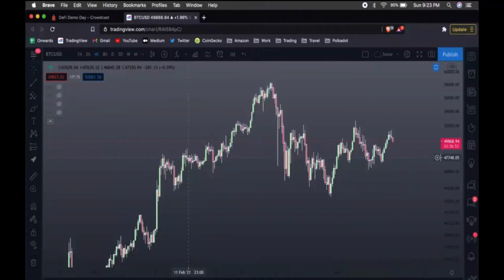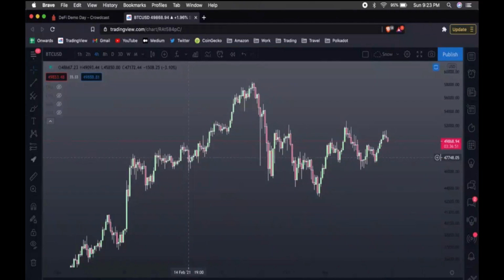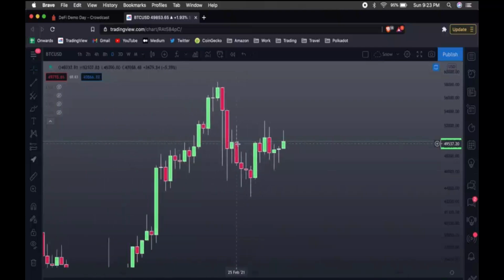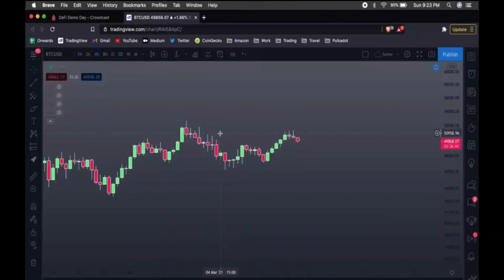But the main thing we're going to focus on is our chart. So that's how you set it up. If you switch time frames here, each candle will change. We were looking at the 4-hour, which means every candle here represents a 4-hour time frame.